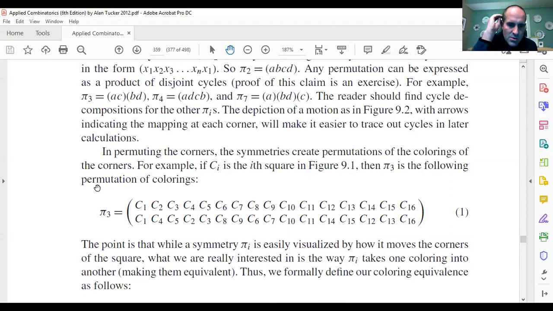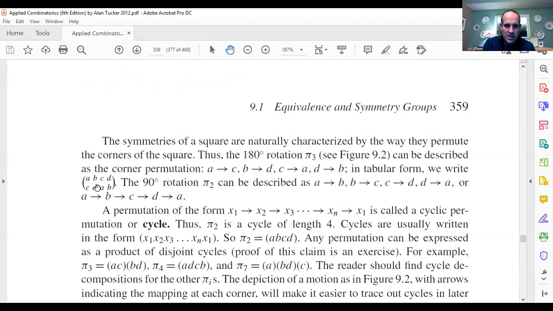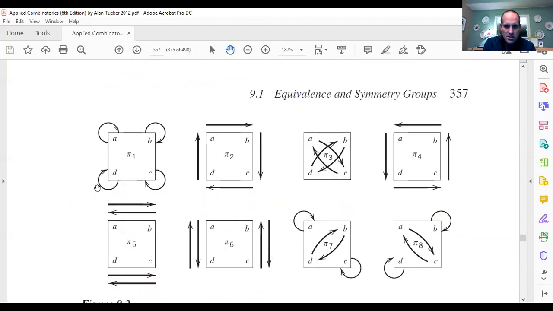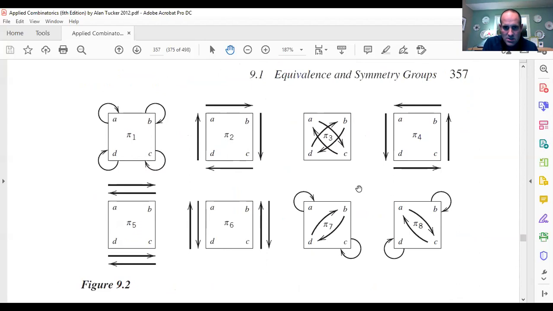Remember, C1 was that coloring that had all the same colored vertices. I think they were all either black or all either white. We'll look at that in just a minute. But what this thing is doing is going through all of the colorings and seeing which coloring goes to which coloring. So C2 going to C4, for instance. Let's see that up there if I look at those colorings. Okay, C2 going to C4.